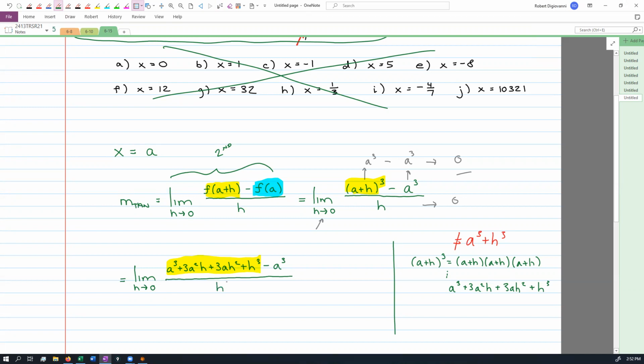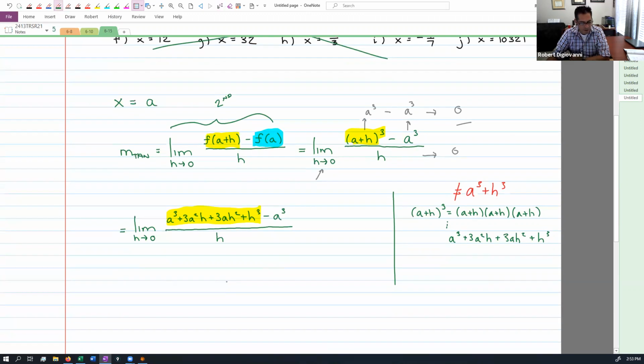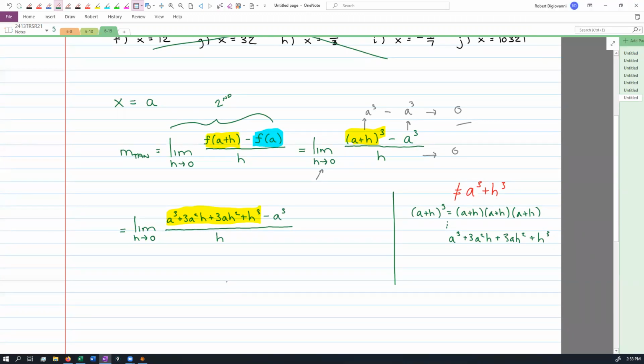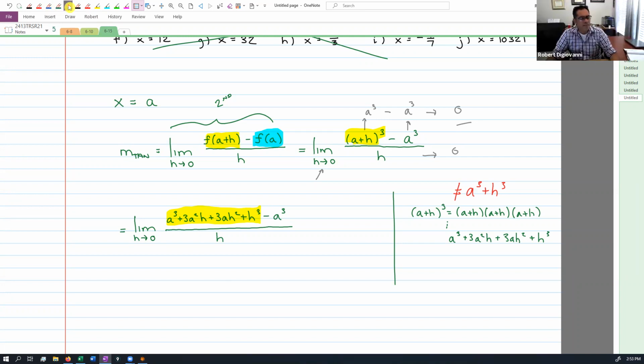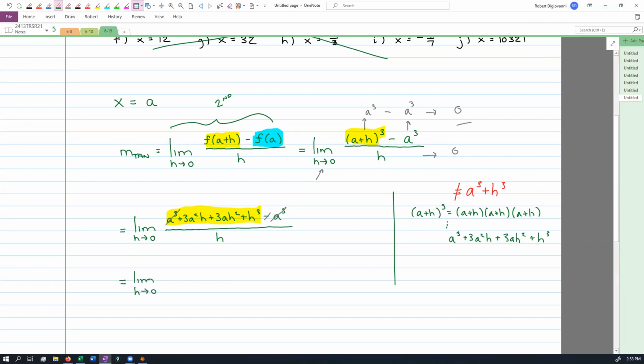Okay, Daniela, do you see what's going to happen up top? There's something nice up top that happens. Does anything go away? Does anything cancel out? The a cubes go away, right? Now, Daniela, do you see something that can factor out of the numerator? What do they all have in common? Yeah, I can factor out an h. Yep, you can pull an h out.